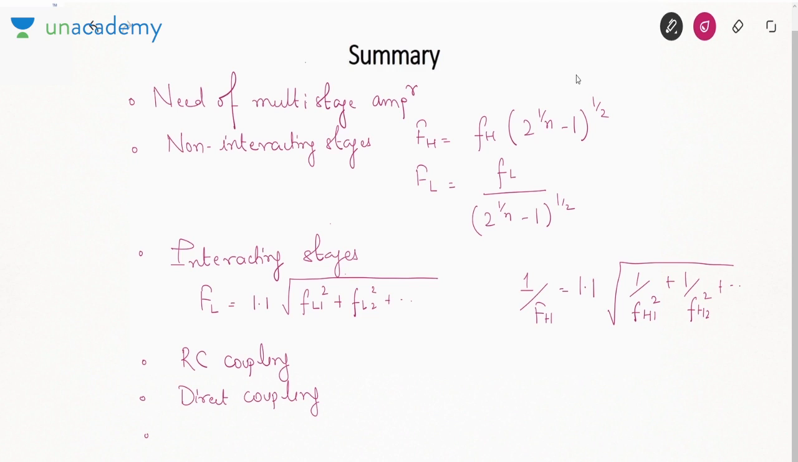And the last one is transformer coupling, which is basically used in the output stage of the amplifier and it makes the circuit bulky. So this is the basics of multi-stage amplifiers. In the next video we'll see some of the circuits that employ this strategy of using more than one stage. That we'll cover in the next video.